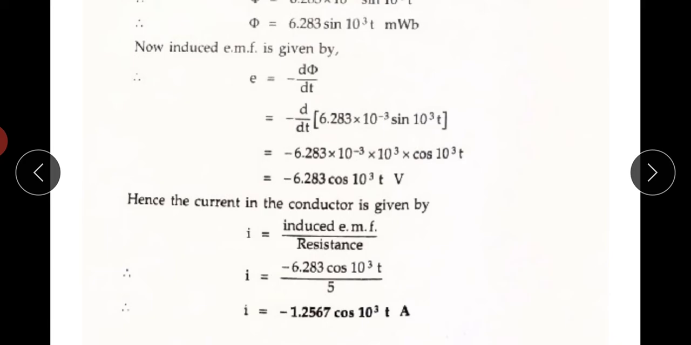So next, find current. So current equals induced EMF by resistance. In the problem, given resistance equals 5 ohms. So induced EMF by resistance equals current. So I equals minus 1.2567 cos 10 to the power of 3 t amperes.